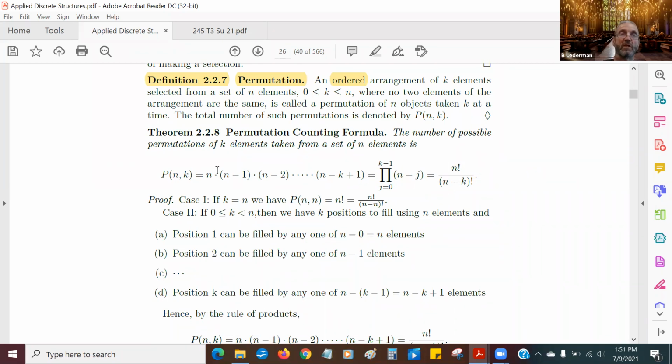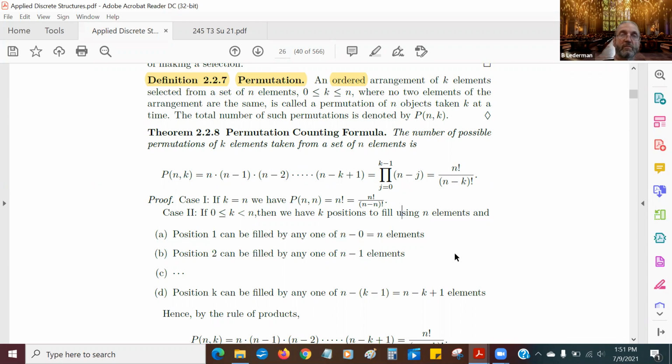If I take n factorial and then cancel out all but the last k numbers, I'm going to wind up with this guy right here, similar to what we saw with actual numbers previously.